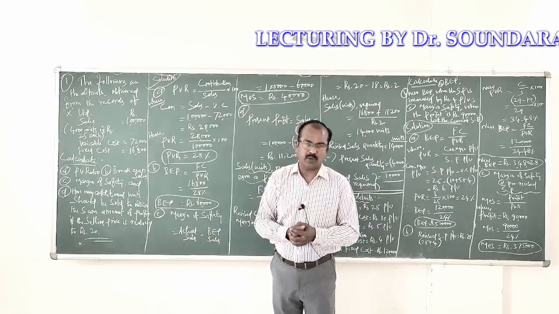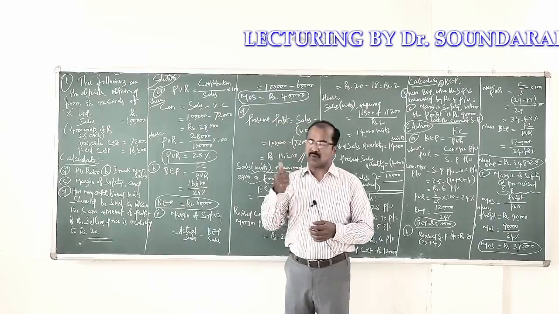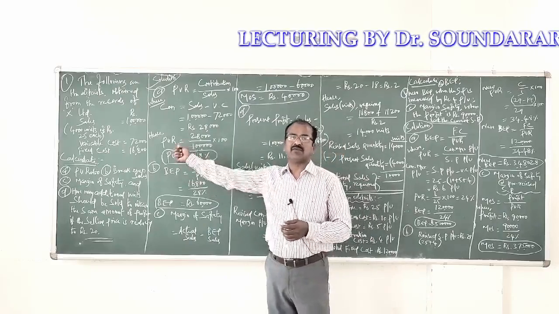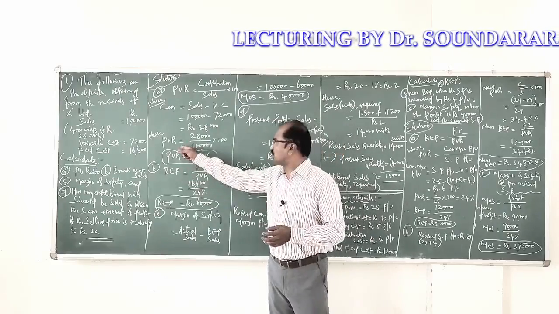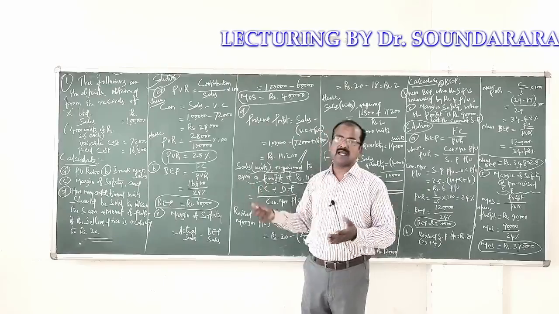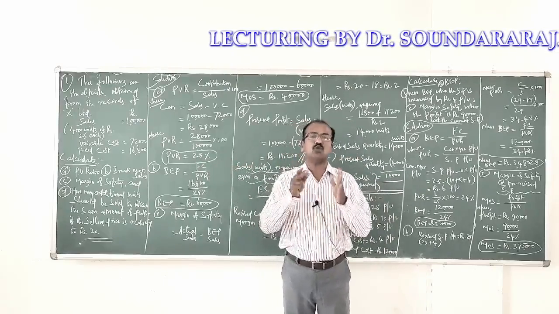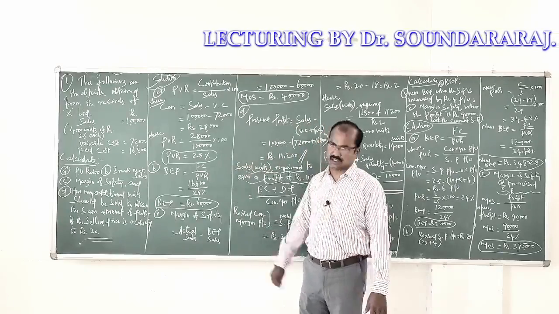That is the amount of contribution. Now let us use the amount of contribution and the amount of sales in the formula for PVR. PVR is equal to 28,000 rupees contribution divided by sales 1 lakh rupees into 100. It gives us the profit volume ratio of 28%.